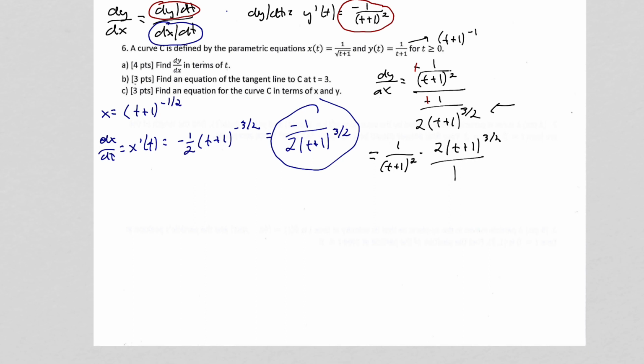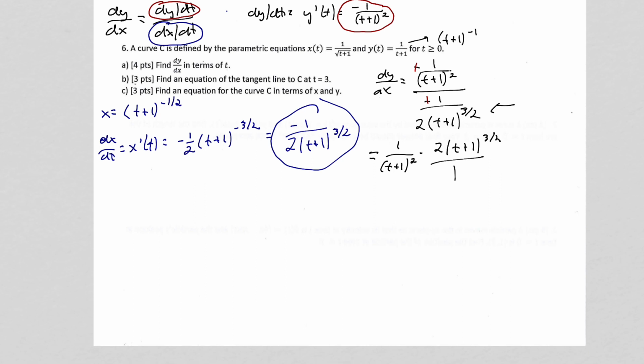So what I want you to see here is a bunch of stuff cancels. In the bottom, I have a t plus 1 squared. In the top, I have a t plus 1 to the 3/2. That's 1.5. And they're the same pieces being raised to those exponents. I got the same base for both of them. So they're going to cancel out a little bit. This one is going to go completely away, and this one is going to be left with just a half or 0.5. I'm going to write it as a half.